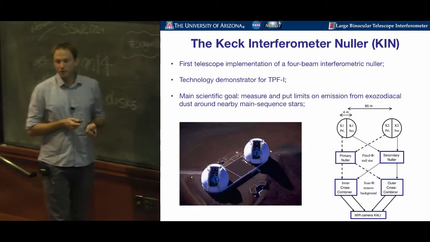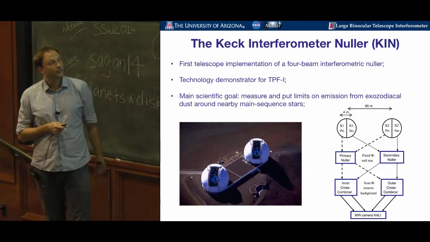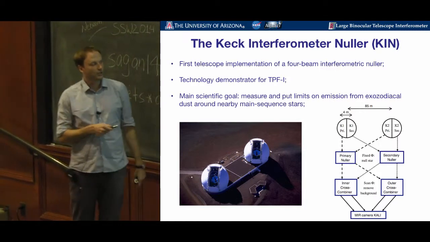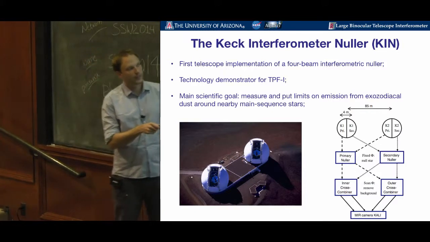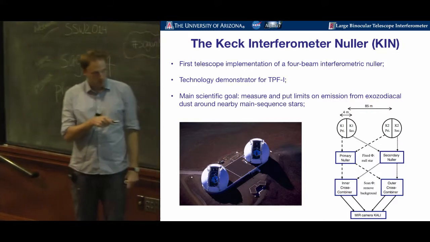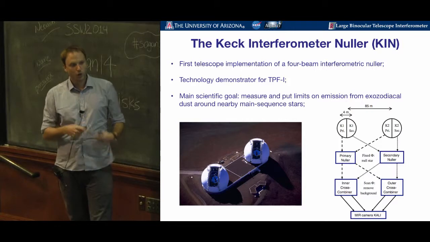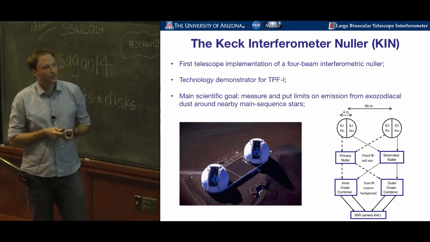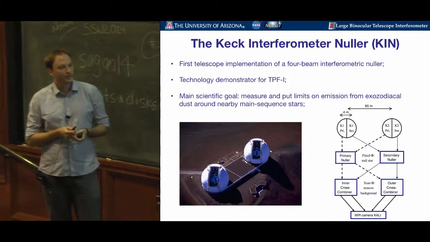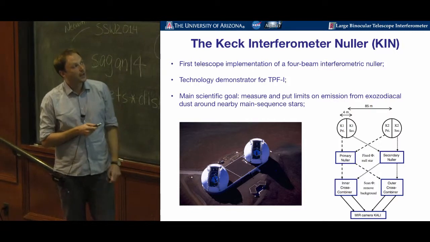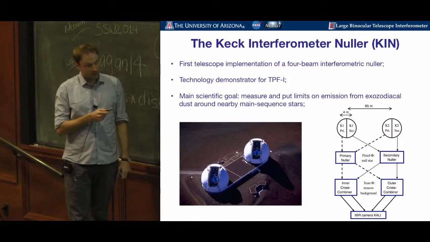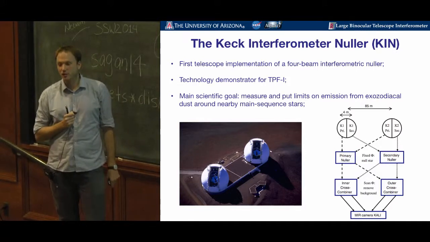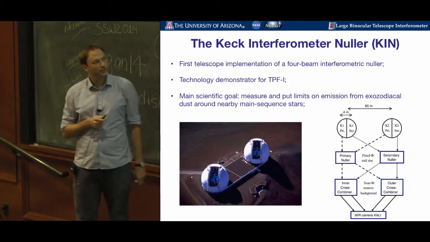The next example of a nulling interferometer is the Keck Nuller. It was the first 4-beam nulling instrument. So it's only 2 telescopes, but each pupil was divided in 2. And the idea behind that was to be a technological demonstrator for future ambitious space-based multi-telescope arrays. And also the science goal of this project was to measure the prevalence of exozodiacal light. I'll come back to that in a few minutes.